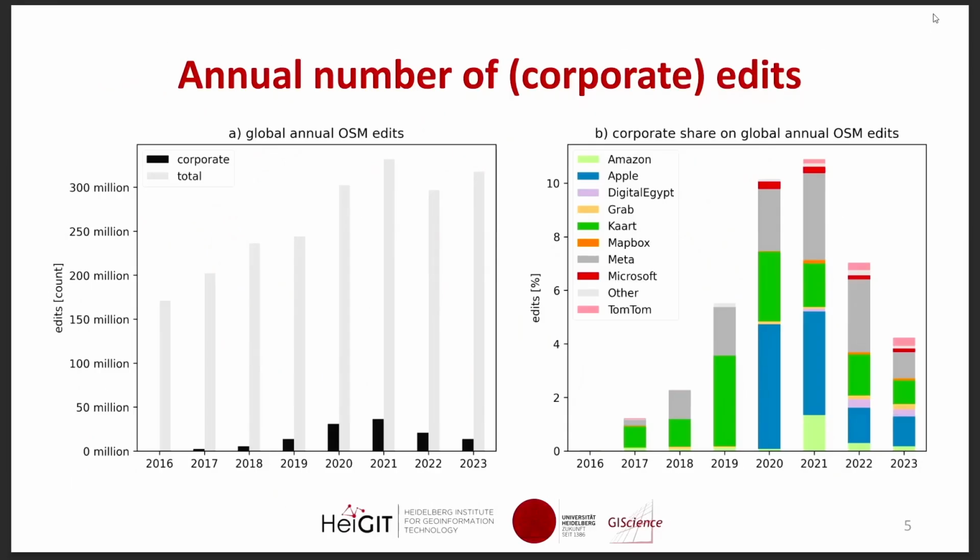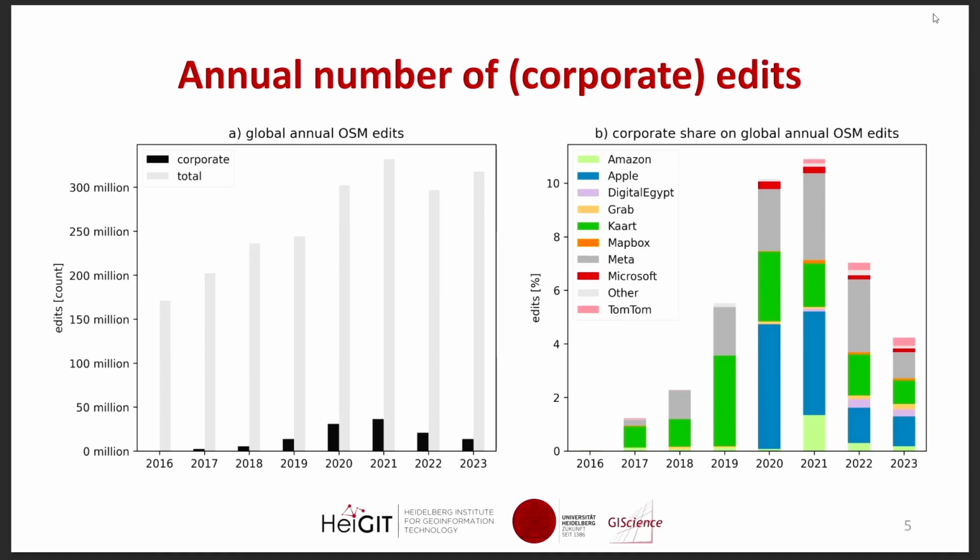Okay, we took a look at how this changed over time. Maybe we start on the left side with the light gray bars. This is overall mapping activity in OpenStreetMap globally. If you look at 2017, we had around 200 million contributions, changes in OpenStreetMap, and that number increased to over 300 million in 2021, and since then kind of stagnated, decreased a little bit, but I think it's now roughly around 300 million changes, contributions in OpenStreetMap happening every year.